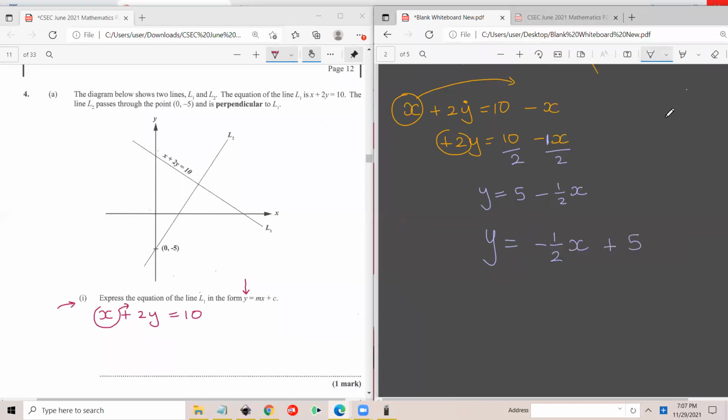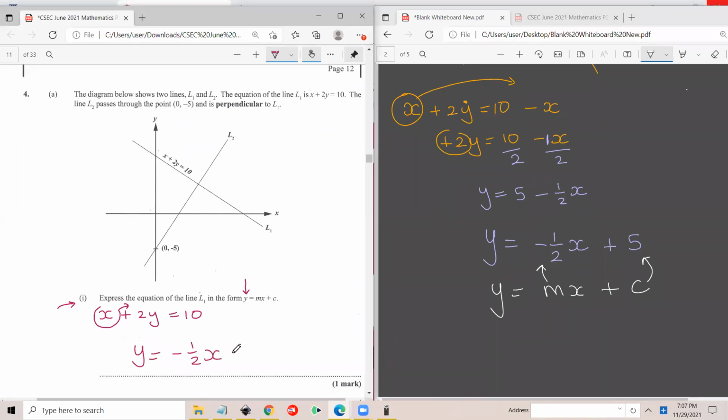Remember, when you're in a straight line, y is equal to mx plus c. So that means the gradient of the line is minus a half. Whoever is touching x is the gradient, and whoever is not touching x is the y-intercept, right? So the final answer for this part here is y is equal to minus a half x plus 5. That's the final answer, right?